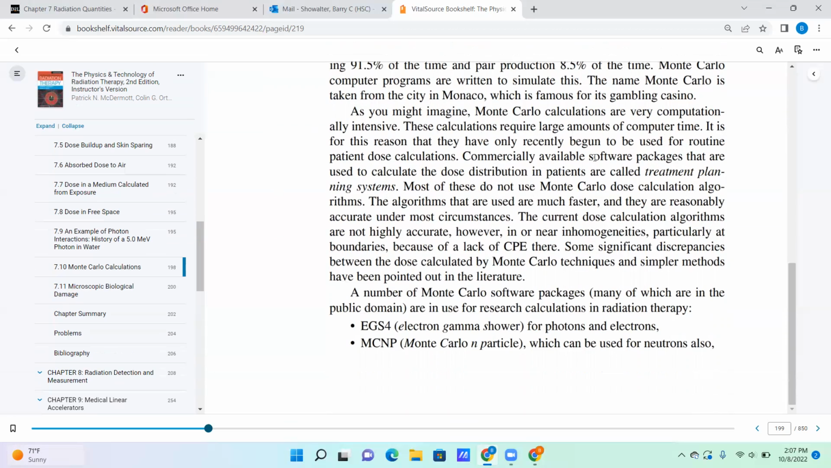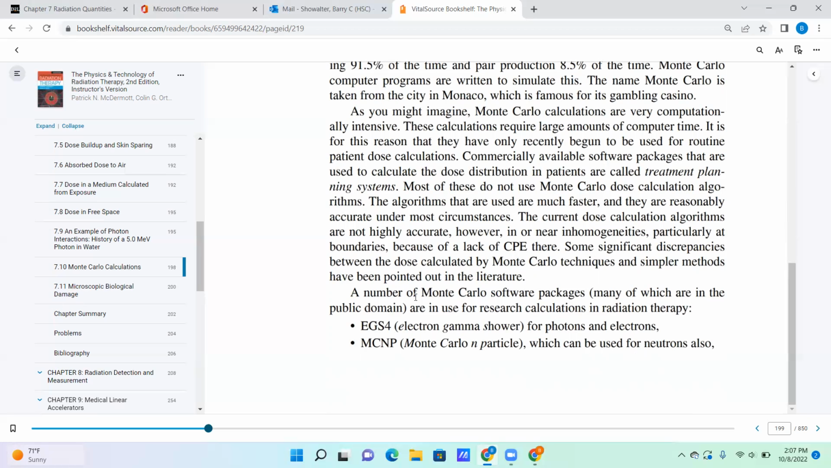Commercially available software packages that are used to calculate the dose distributions are called treatment planning systems. Most of these do not use Monte Carlo dose calculation algorithms. The algorithms that are used are much faster and are reasonably accurate. The current dose calculation algorithms are not highly accurate, however, in or near inhomogeneities, particularly at boundaries, because of the lack of CPE. Some significant discrepancies between the dose calculated by Monte Carlo techniques and simpler methods have been pointed out in the literature.